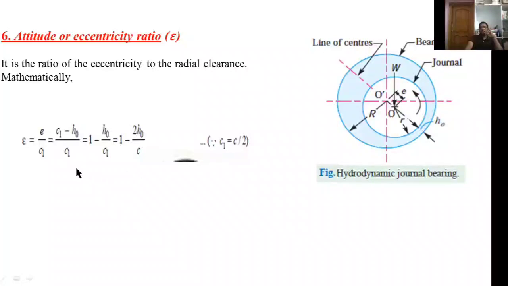So eccentricity small e divided by radial clearance C1 is called attitude. The formula: e equal to C1 minus H naught, by C1. Therefore epsilon equal to 1 minus H naught by C1, or epsilon equal to 1 minus 2H naught by C. This is the formula for attitude.